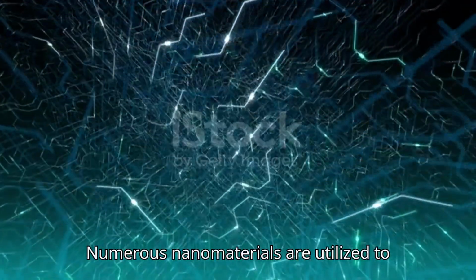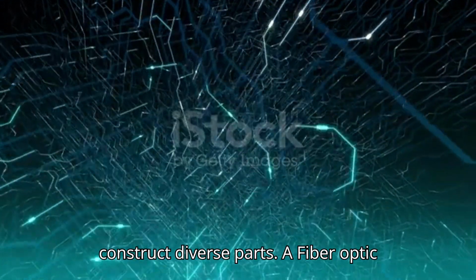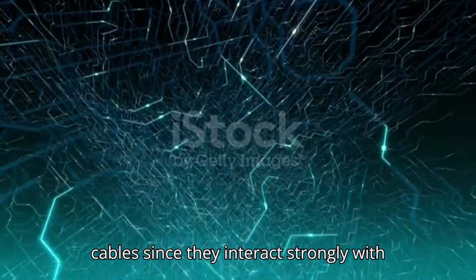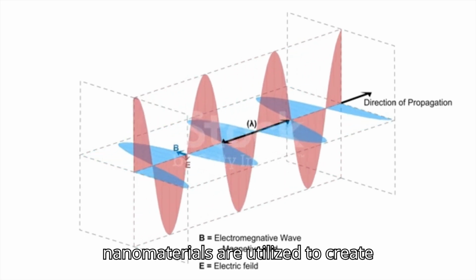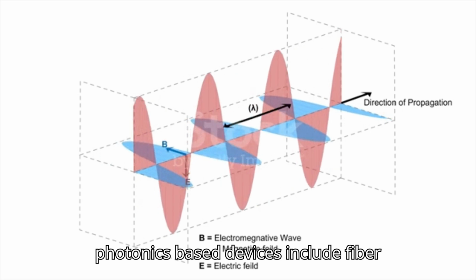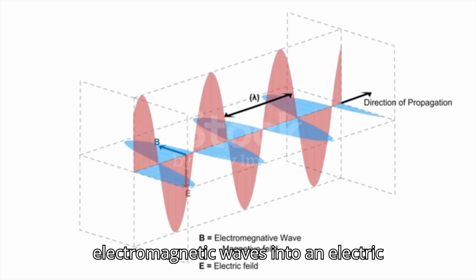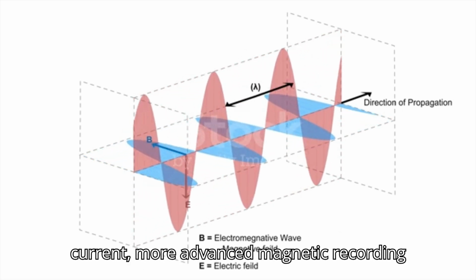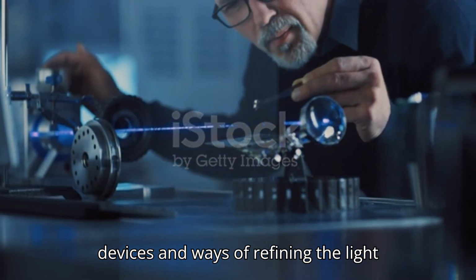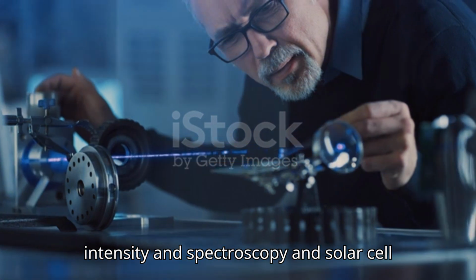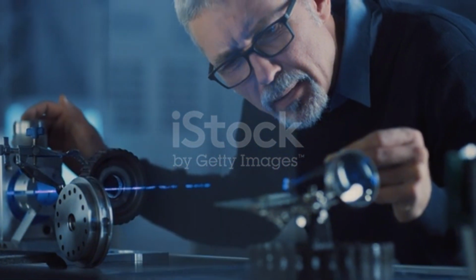Numerous nanomaterials are utilized to construct diverse parts of fiber optic cables since they interact strongly with the propagating light. Other areas where nanomaterials are utilized to create photonics-based devices include fiber optic rectennas to change electromagnetic waves into an electric current, more advanced magnetic recording devices, and ways of refining the light intensity in spectroscopy and solar cell technologies, to name a few.